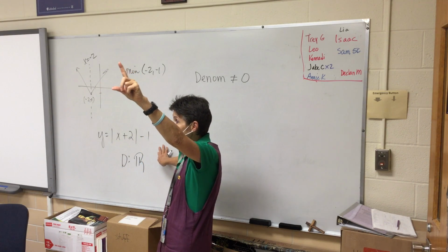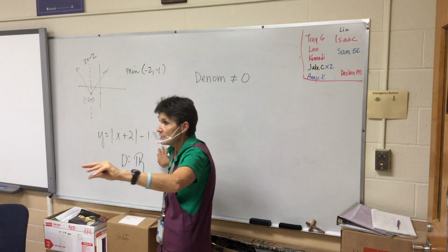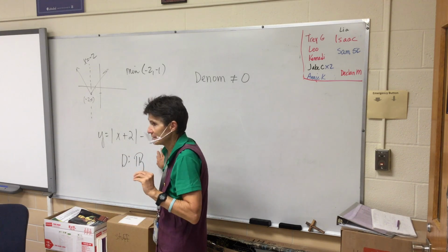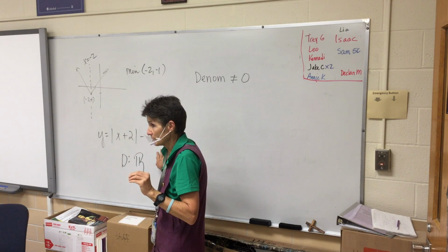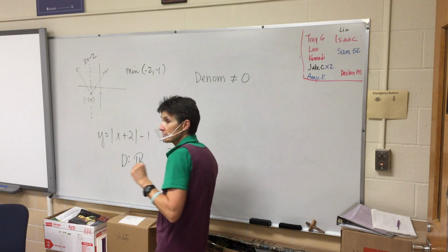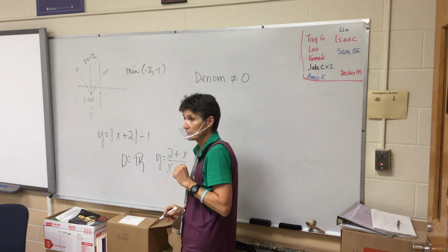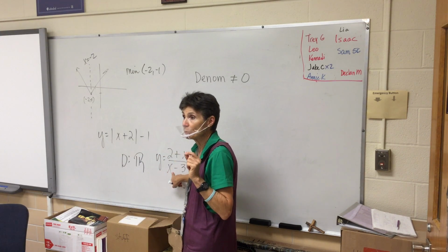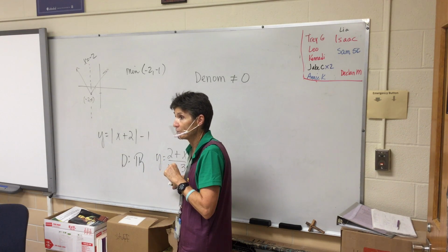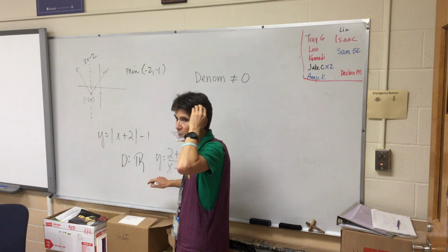The first thing you have to look out for is denominator cannot be zero. So whatever x's you pick for your domain cannot make the denominator zero. Okay, so if we had something like this, that's a fraction. You could not have x equal to 3, because if x were 3, your denominator would be 0, right? So that's the kind of thing I'm talking about.